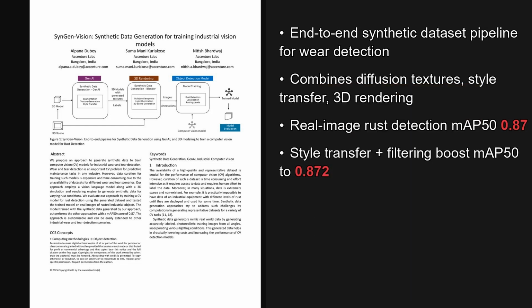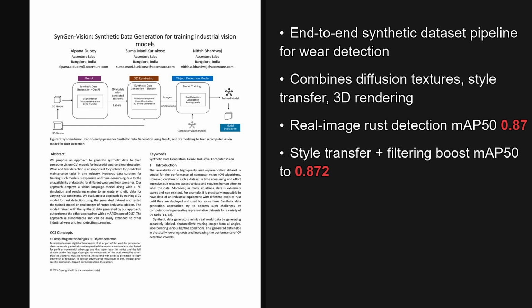I'm Alex. Today, we are looking at a paper from the Hugging Face trending list, published on September 5th, 2025, about 4 days ago. The standout result is that training on their fully synthetic dataset delivers strong real image performance with an MAP50 of 0.87 for rust detection. The paper is titled SynGen-Vision, Synthetic Data Generation for Training Industrial Vision Models. And as we will see later, the implications for model training are quite significant.